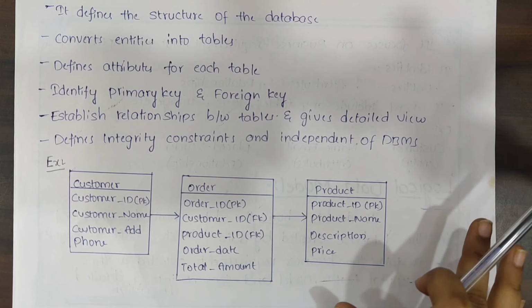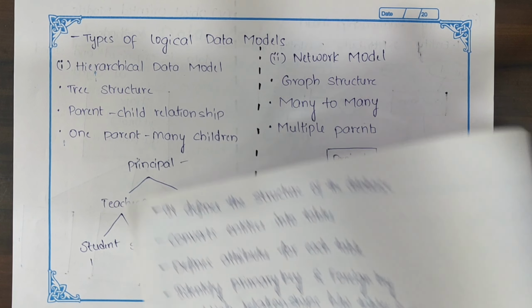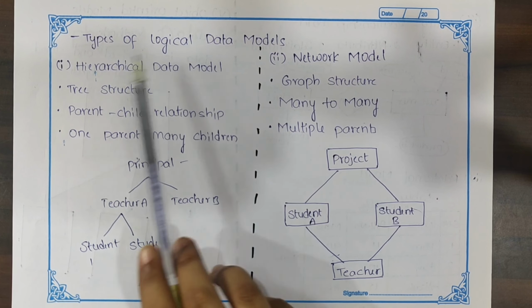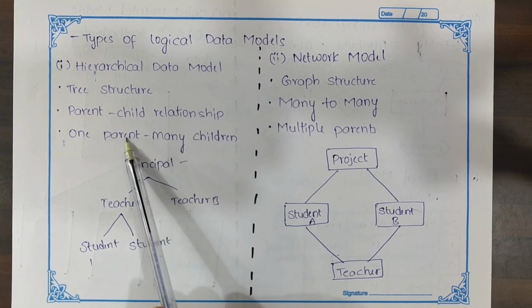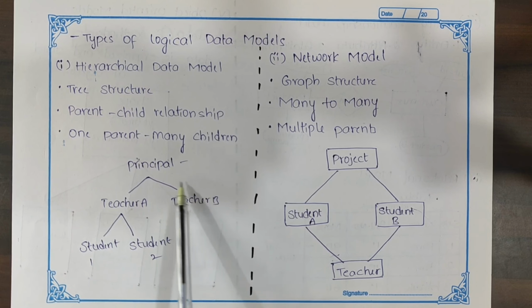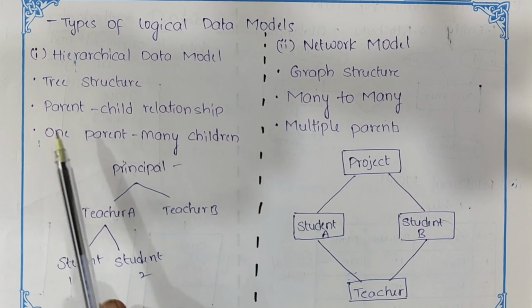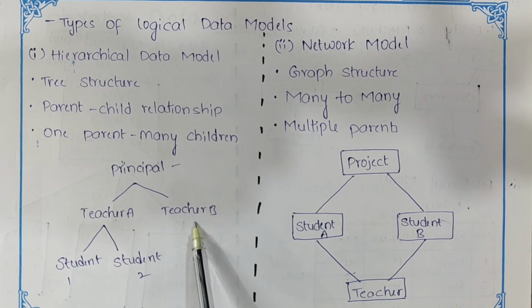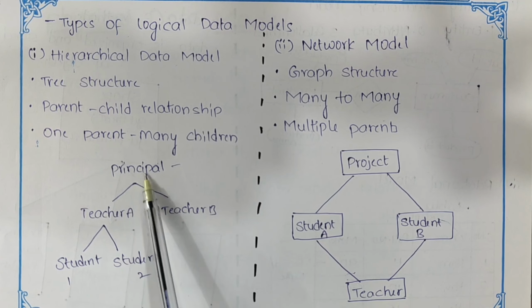The logical data model can be represented in different ways depending on how the data is organized. The first one is the hierarchical data model. In the hierarchical data model, the data is organized in a tree structure. It follows a parent-child relationship. One parent can have multiple children, but each child has only a single parent.